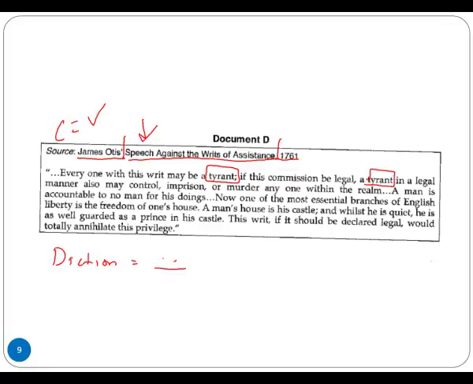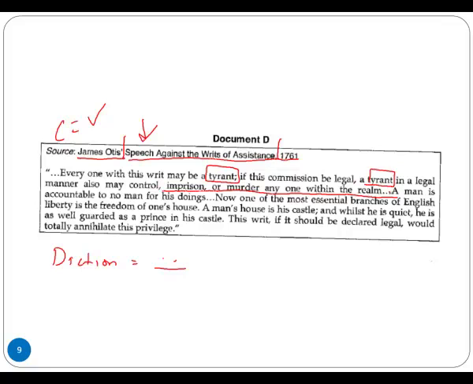Anything else here that supports the fact that the emotion is one of anger? When he says that the tyrant in a legal manner also may control, imprison or murder anyone within the realm. So we have heavy words here. We're using heavy actions, imprisonment and murder. Anyone within the realm. What is the realm? Anyone? The city. The city, the facility, the area that we're looking at here. The New World as a whole.